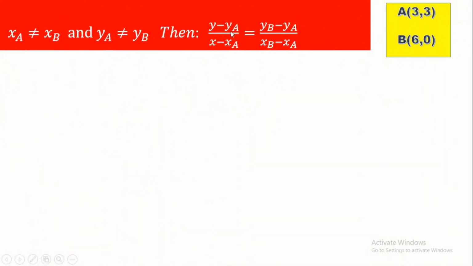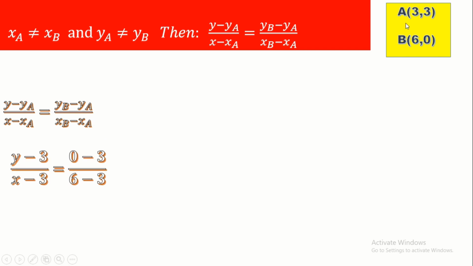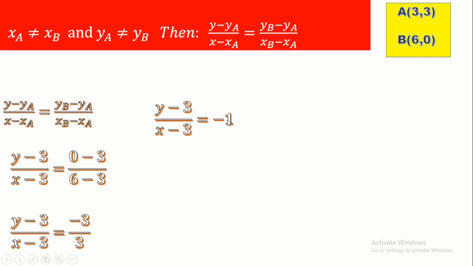By the second method, we can find the equation of the straight line AB using y minus ya over x minus xa equals yb minus ya over xb minus xa. In this way, we can find the equation of AB. We have the coordinates given. We can just replace them. Now 0 minus 3 is minus 3 over 6 minus 3 is 3. We can simplify 3 over 3 is 1, so it's minus 1. Then y minus 3 over x minus 3 equals minus 1.